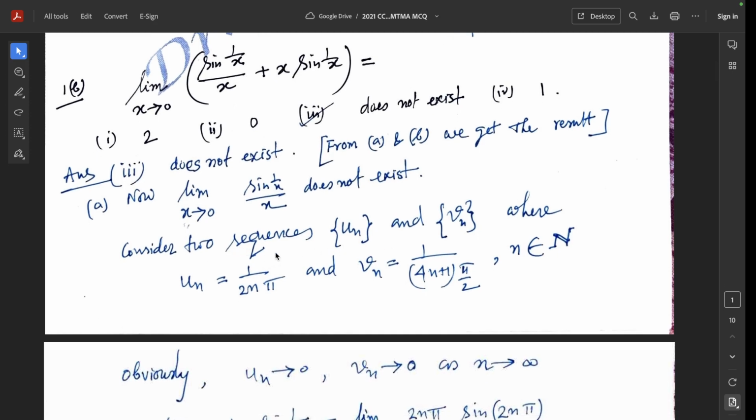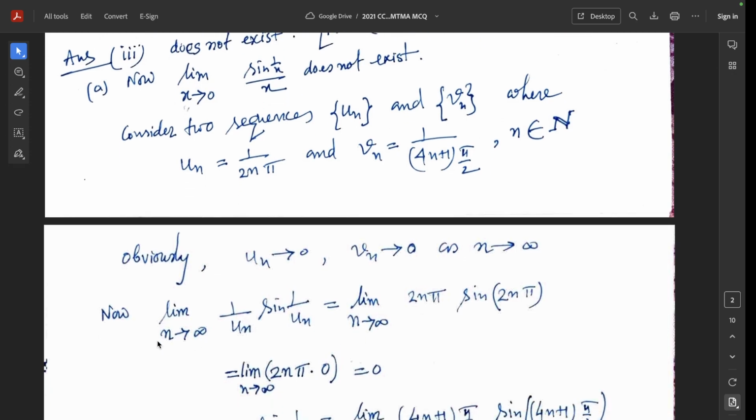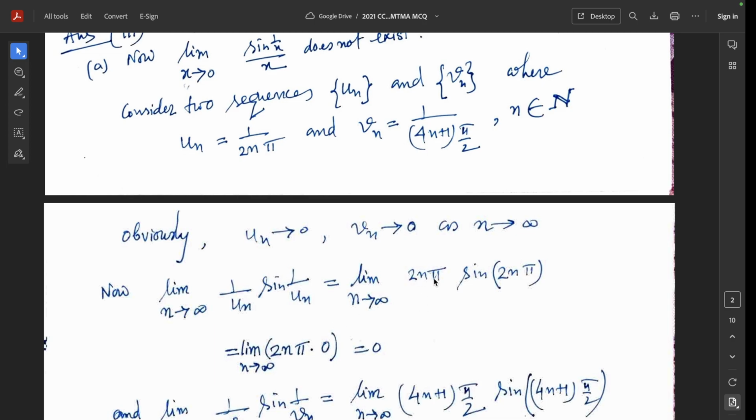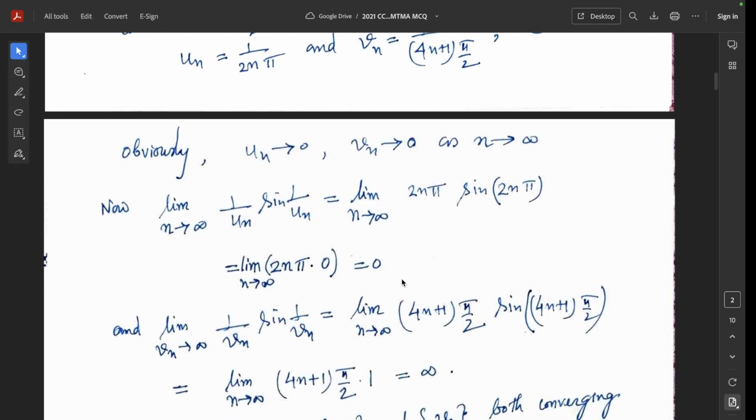By the sequential method, consider two sequences un and vn where un equals 1 by 2n pi and vn equals 1 by (4n plus 1) into pi by 2, n belongs to the natural numbers N. Obviously un tends to 0 and vn tends to 0 as n tends to infinity. So limit n tends to infinity of 1 by un sine 1 by un equals limit of 2n pi sine 2n pi, which is 0.